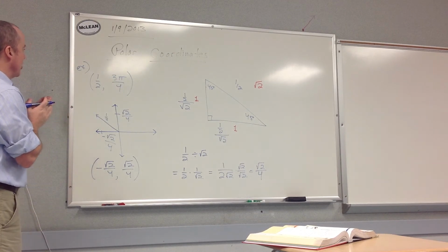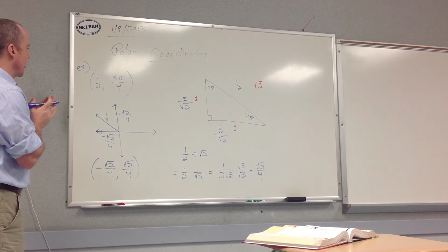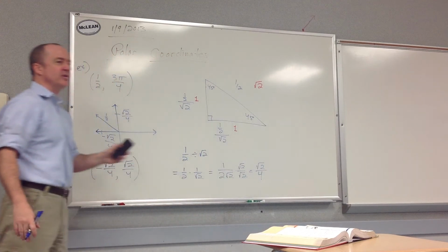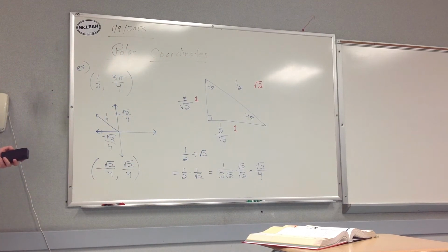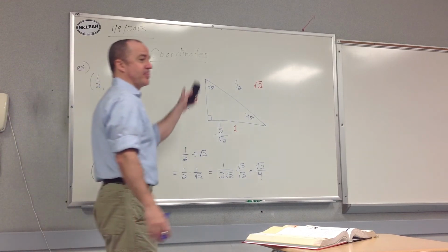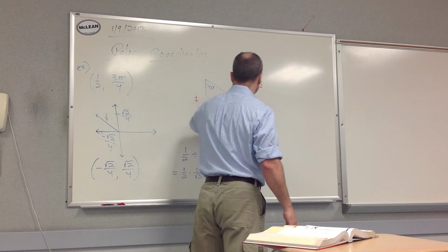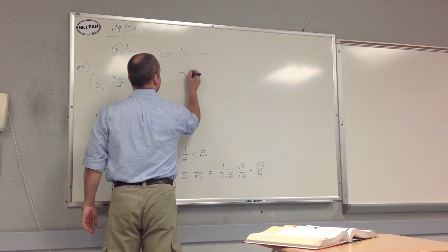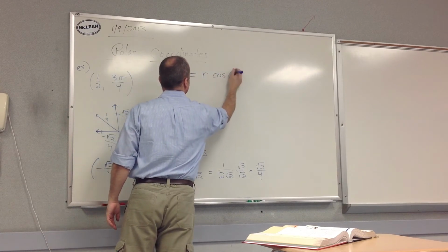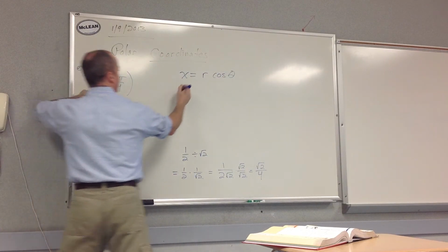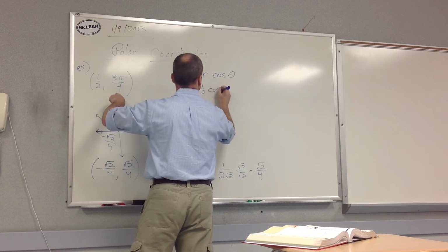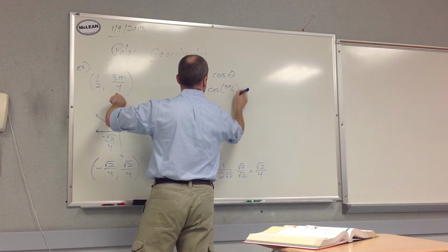Could we have done that? Would that have been harder or easier with the conversion formulas? Let me know when I can erase this drawing and I'll show you the other way to think of this. You guys ready? Good note takers? Okay. Let's say we've gone right to the formulas. x equals r cosine theta. Cosine 3 pi over 4. Oh, yeah, so that would have to be negative.